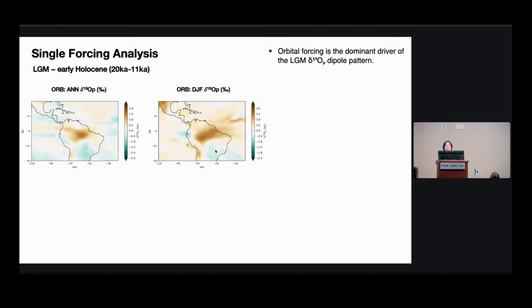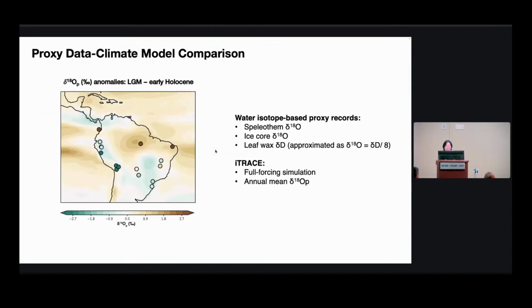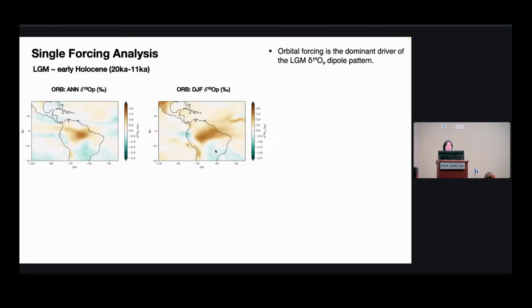So the first thing we want to figure out is what's the primary forcing. We compare the impact of orbital forcing, greenhouse gas concentration, and the impact of the ice sheet to the full forcing simulation results shown in this slide. We found the orbital-only simulation results, the impact of orbital forcing, show an almost identical pattern compared to the full forcing simulation. So this indicates the orbital forcing, or precessional forcing, is the main driver of the dipole pattern.